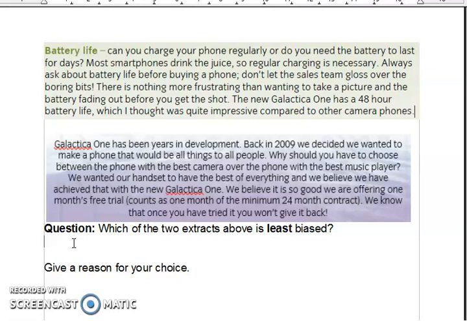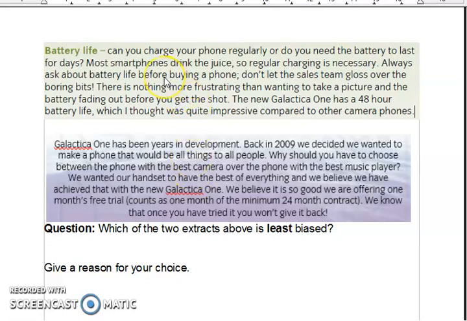So let's have a look at both of these here. So the second one is talking about Galactica 1, which is a type of phone. It's saying back in 2009 we decided we wanted to make a phone that would be all things to all people. As you read through that second text there in blue, you should notice that it's not really giving you any negatives about the phone.